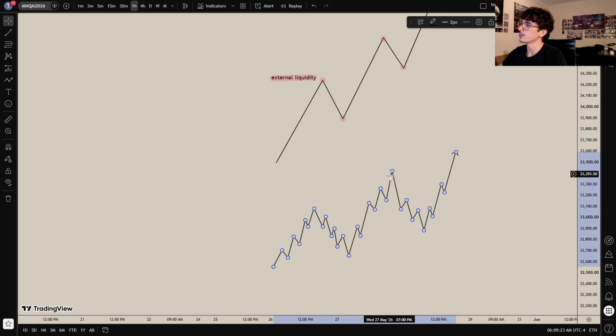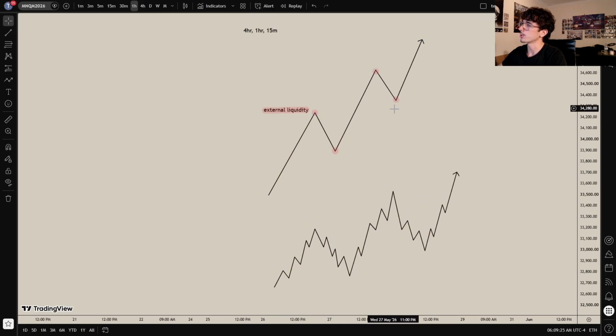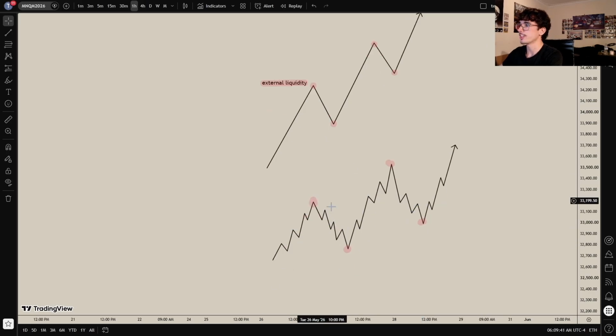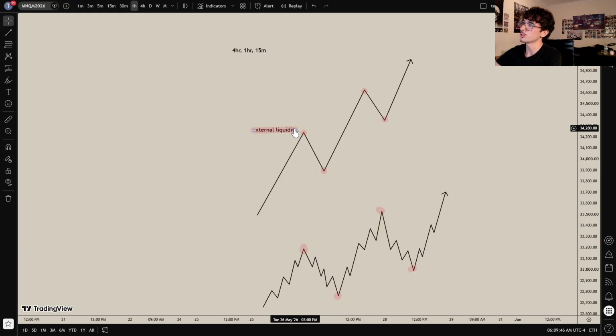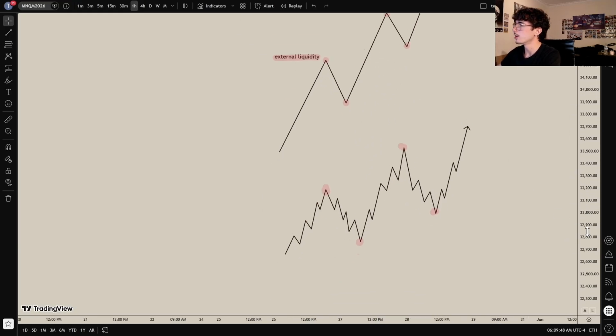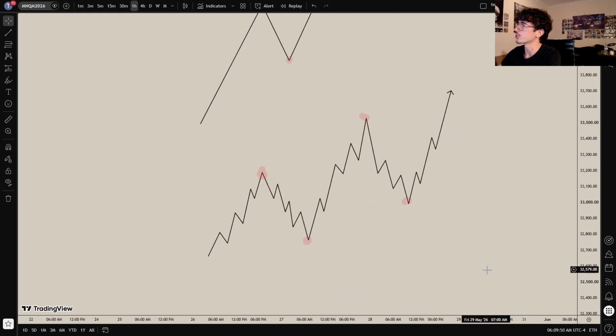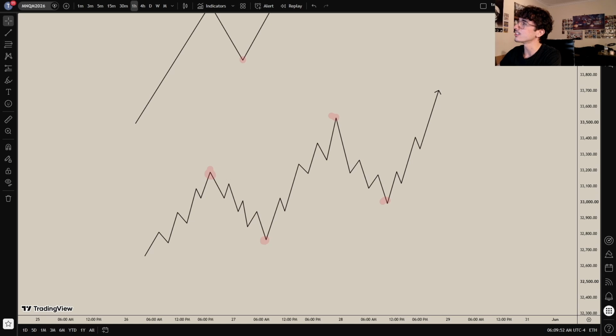So as we know, these parts here are external liquidity. We can still mark them out on this time frame as external liquidity. This is still the exact same thing. So these positions here are still external liquidity, similarly to the higher time frame structure, but with the lower time frame structure, we get to see the internal liquidity pools, which are these smaller swinging positions that you would not be able to see on the higher time frame.